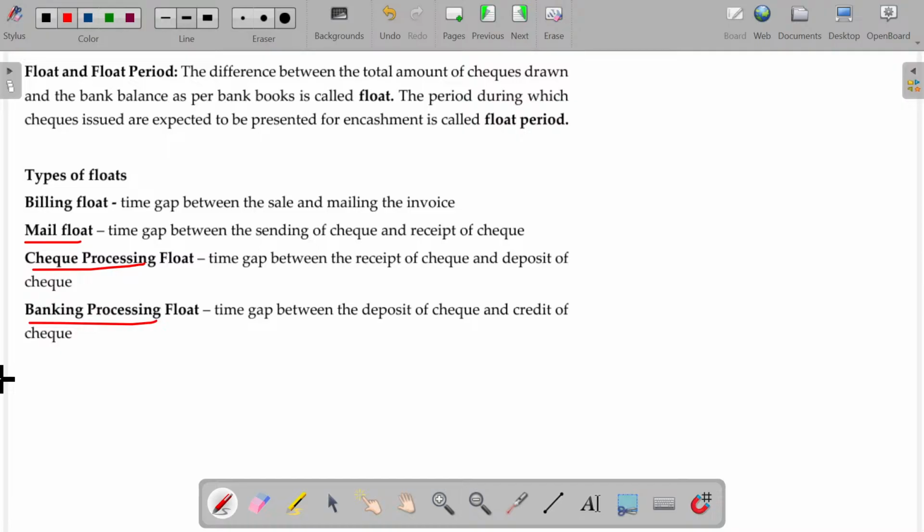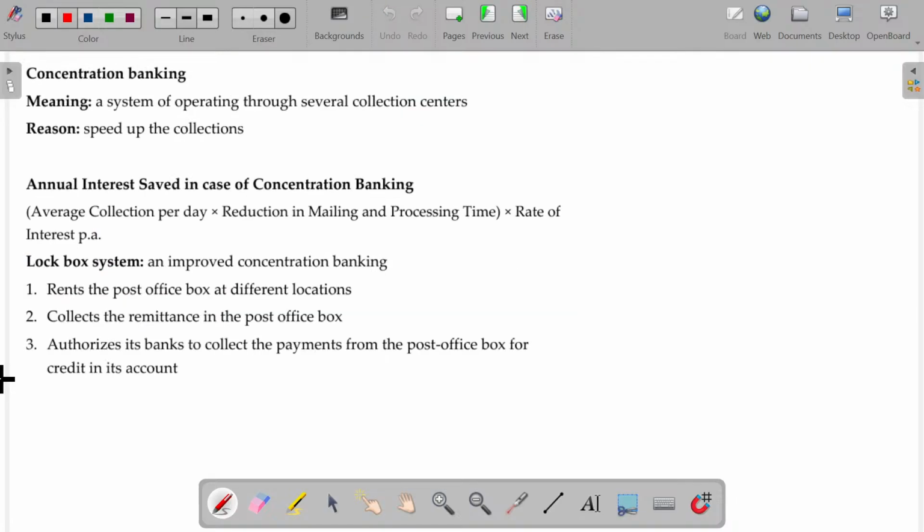Billing float, mail float, check processing float, banking processing float. So these are the different types of floats we have. Clear? Billing float is the time taken for billing after the sale. Mail float is when the bill is ready and I am sending it by mail, it takes some time. Check processing float: I issue the check and before it gets cleared, it takes some time. Banking side delay. All these things are called floats.